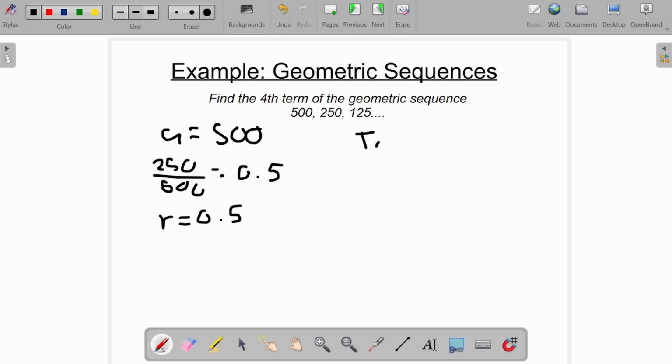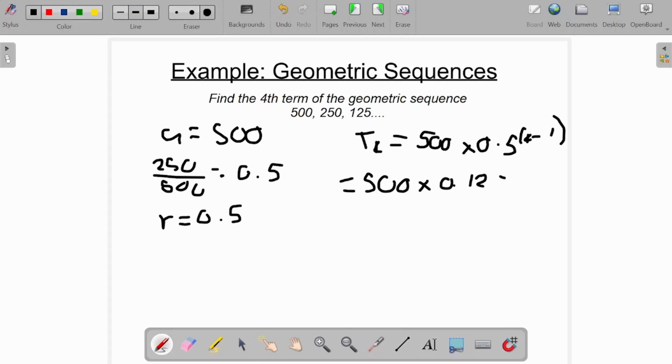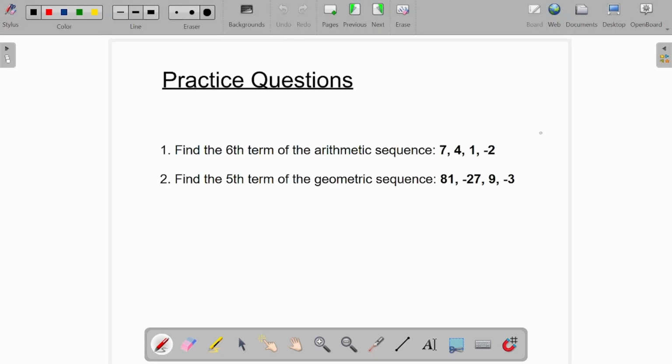So T4 is equal to 500 times 0.5 to the power of 4 minus 1. Now, if you simplify this bit down, you should get it's equal to 500 times 0.125, which gives us the fourth term of 62.5. Here are some practice questions.